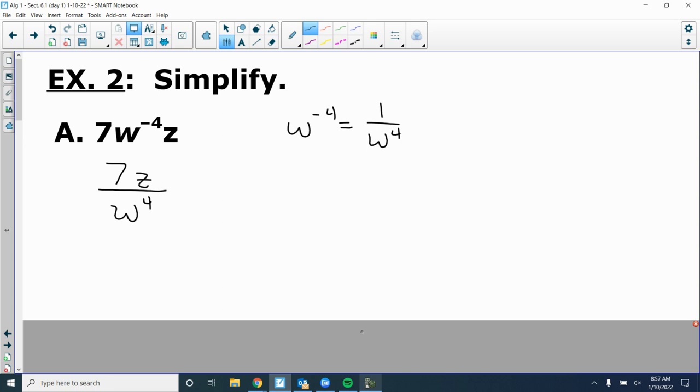Think of it as a fraction with a top and a bottom. If you have a negative exponent, you want to move it to the other side and make it a positive. Everything else has to stay where it's at. The only things you move are negative exponents. So take a look at part B.